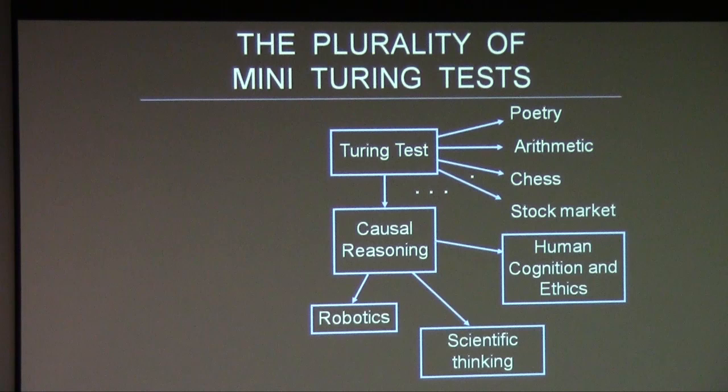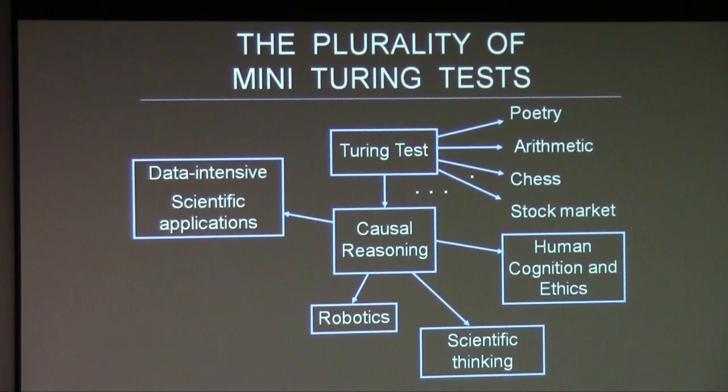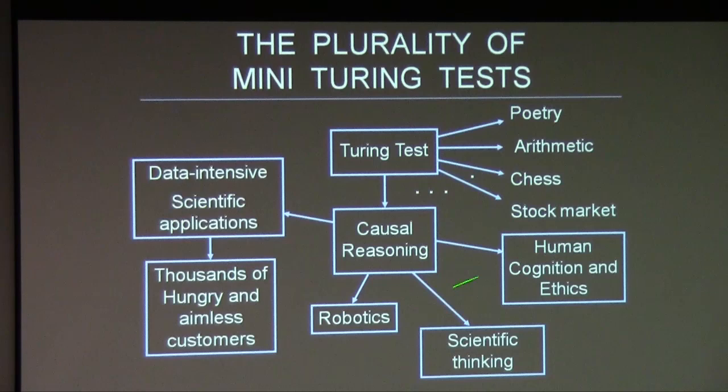And number four, it is because our world is full of data-intensive scientific applications that could benefit from causal reasoning, which means that every insight we get by trying to teach the robot cause-effect relationship can be translated into millions of dollars in pharmaceutical companies. And I don't want to denigrate them by saying thousands of hungry and aimless customers. Yes, many empirical scientists are looking at the world full of data, trying to make sense of it. And making sense means finding the cause-effect relationship in the process that generated the data.